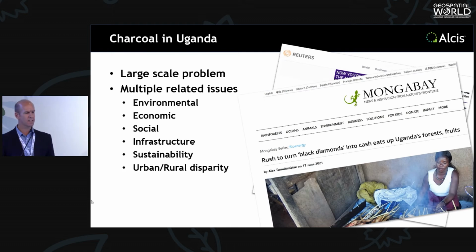Obviously, the sustainability, a tree that's taken several decades to grow, getting cut down, getting turned into charcoal in a very short space of time. There's no planning around where these are taken from. It's not regulated, and there's no plan to reintroduce trees back into these areas. And it's driving an urban and rural disparity.